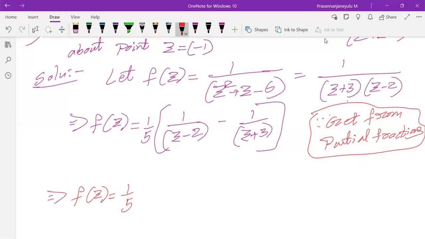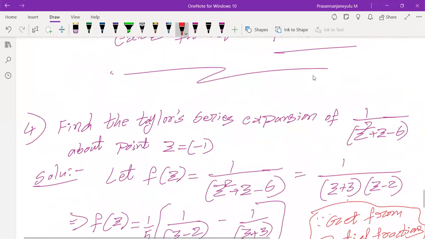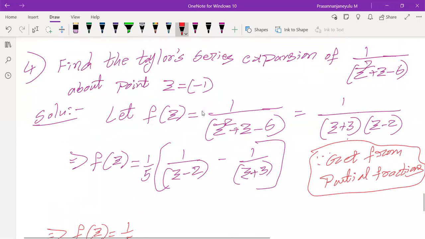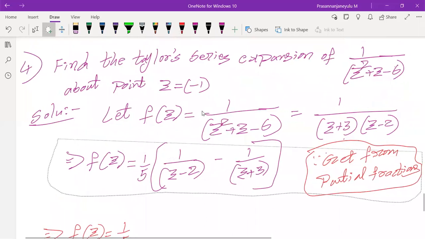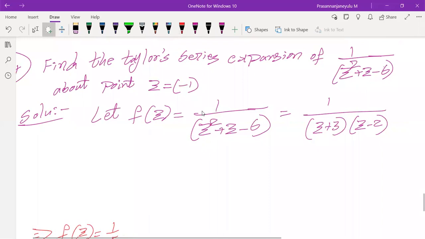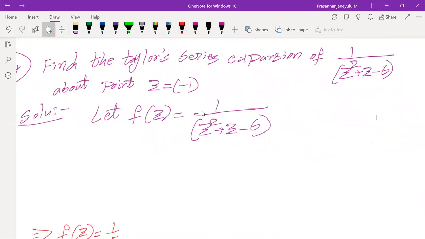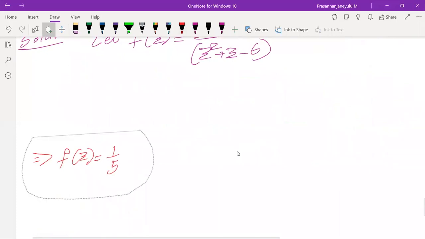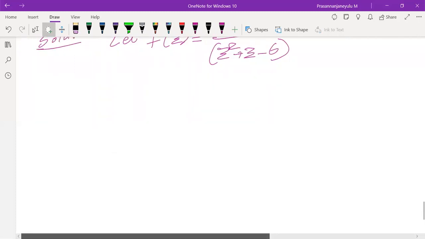We'll write z minus 2 as z minus 1 minus 1. Wait, students, I made a mistake. What is the given function? About which point are they asking? z minus 1. So what we did is wrong. I missed this point. So what we have to do is replace z minus of minus 1. What is z minus of minus 1? z plus 1. We have to take it as w. Why? Because that is the point they mentioned in the problem.